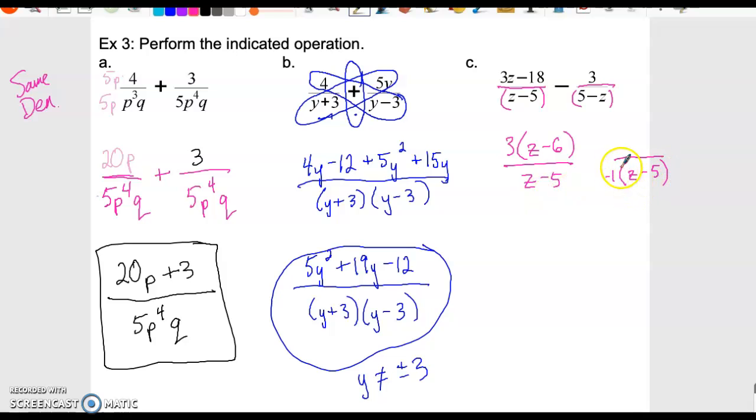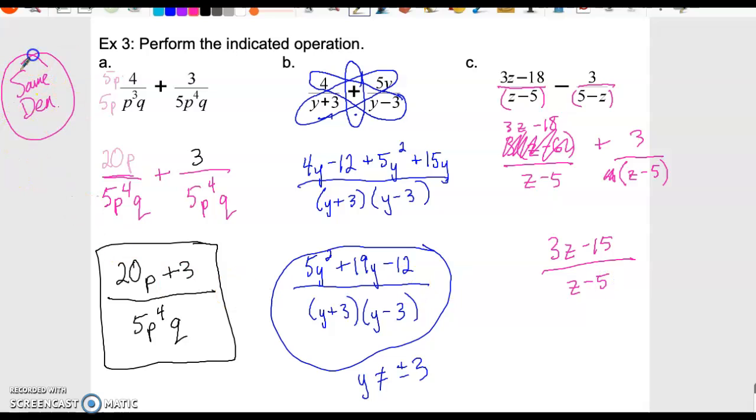Well, now your denominators are the same, and maybe I shouldn't have factored this yet. Let me leave that as 3z minus 18. By factoring out a negative, we can actually change this negative to turn into a plus 3. So the whole point of that, and why I probably shouldn't have factored that, is in the numerator we'd have 3z minus 18 plus 3, so it would be 3z minus 15, and my denominators are the same, so we can just put them together. Same denominator means that we can add them together.